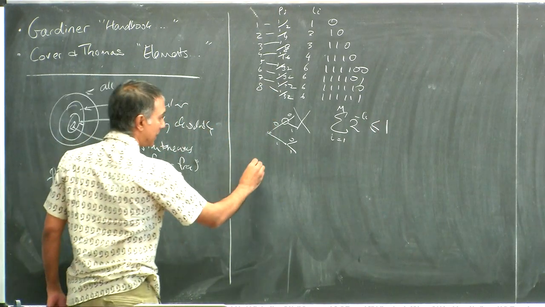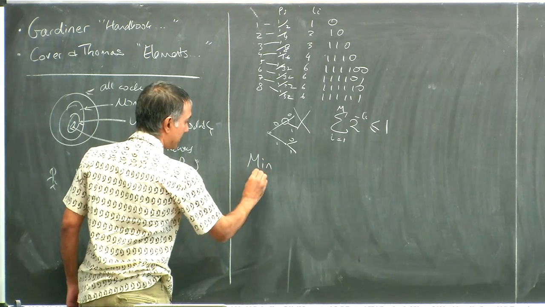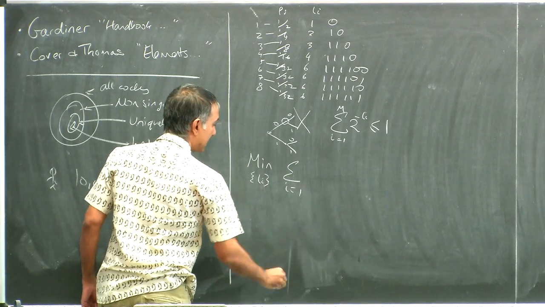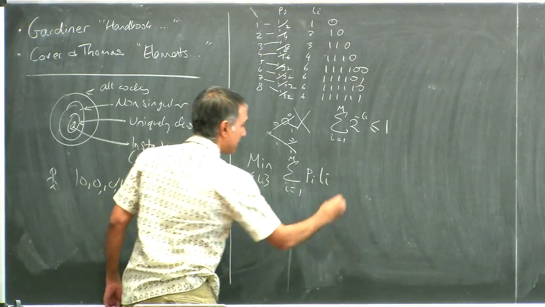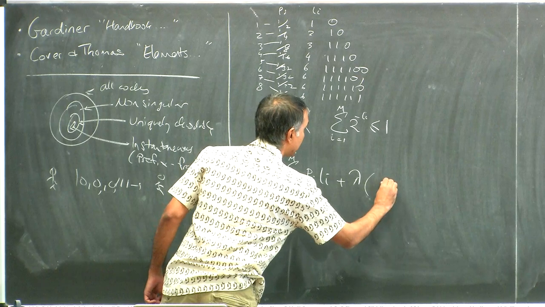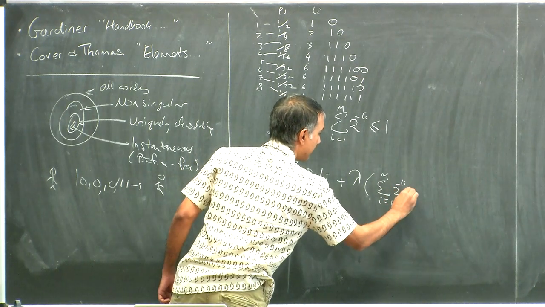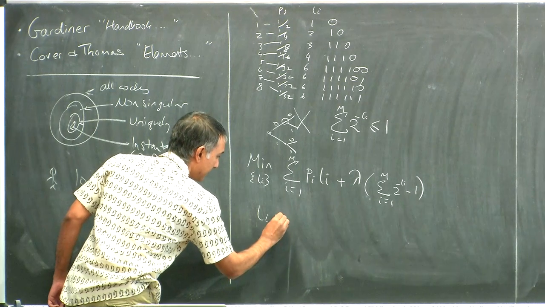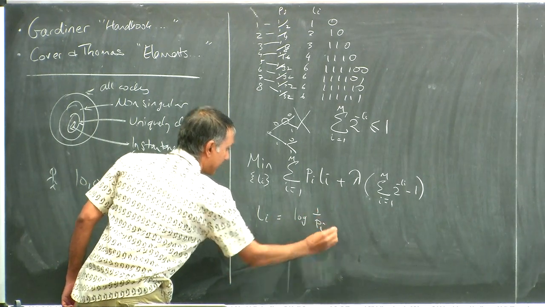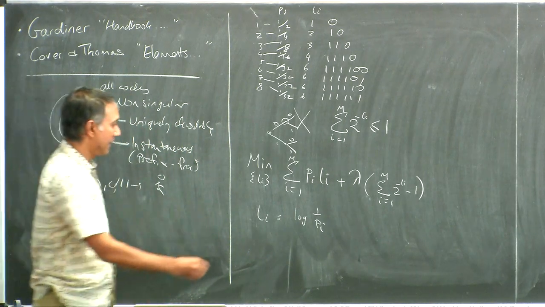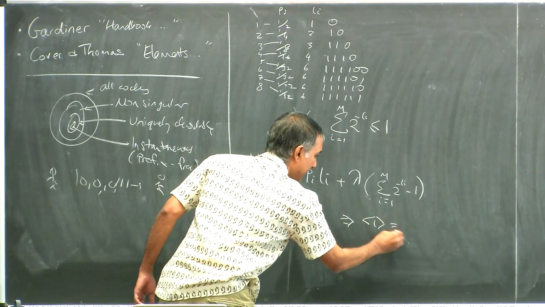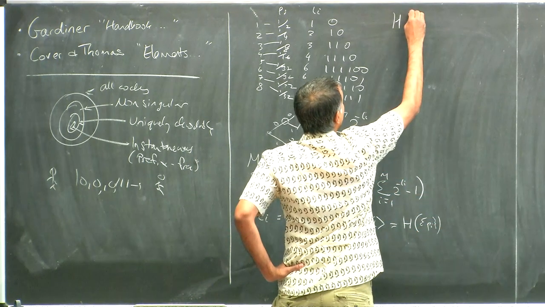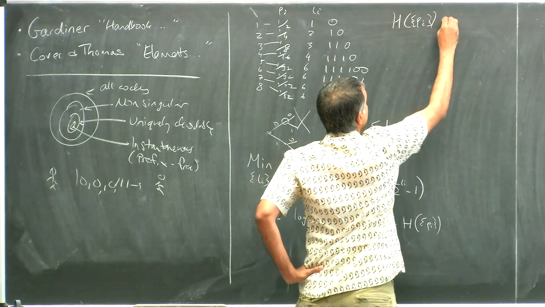And if you actually want to minimize the average length, the expectation value of length, subject to the lengths of all the code words, subject to this constraint in this Lagrange multiplier trick, right? Then you find that Li is equal to log 1 over pi. And that solves the system, which therefore shows that the expectation value of length is equal to this thing called the Shannon entropy. And the Shannon entropy is defined as this.